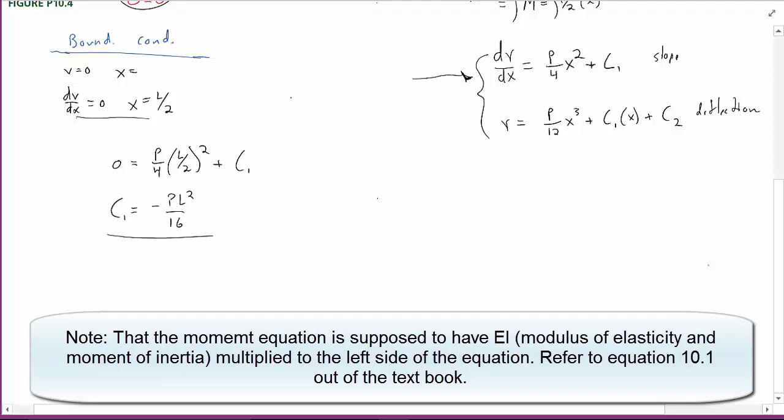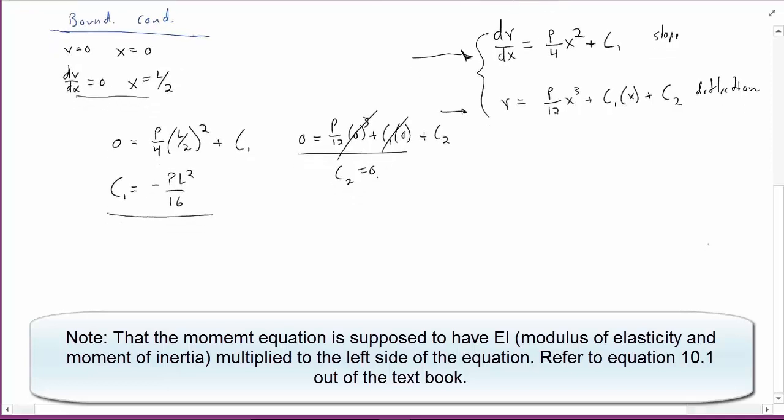And so then plugging x equals 0 into our deflection equation, and deflection equals 0, we get 0 equals P over 12 multiplied to 0 cubed plus c sub 1 multiplied to 0 plus c sub 2, and then just analyzing that all of this goes to 0, c sub 2 equals 0. Okay? So our constants of integration are then solved for. We know what they are. So then we can find our elastic curve equation, right?